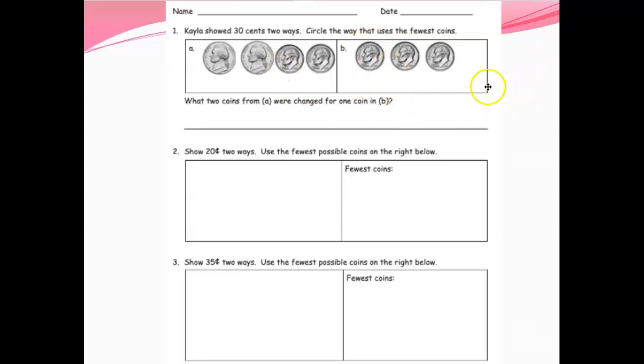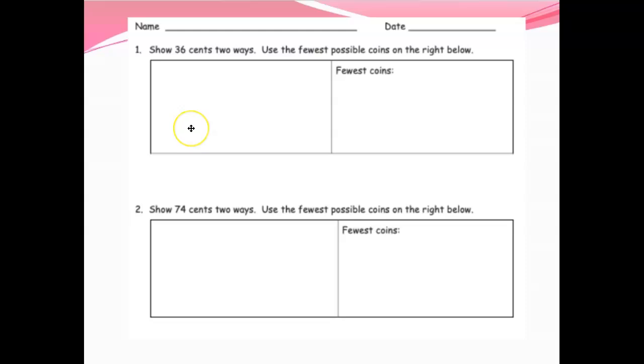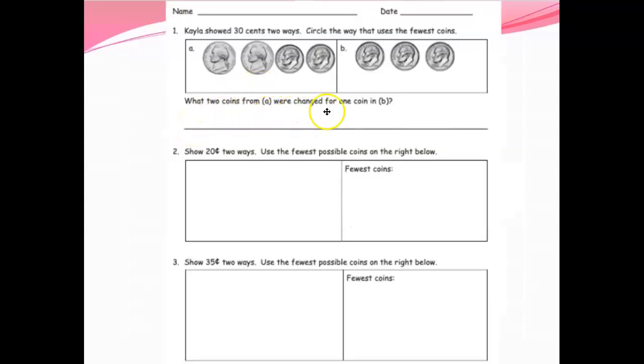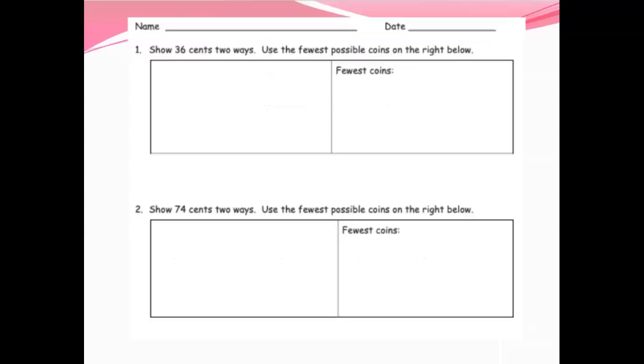So each of these has 30 cents. Which one used fewer coins or the smaller amount? And then what 2 coins were changed from A to B. So how did they make it a fewer amount? Okay, and then for number 2 and 3 and your exit ticket, they're all exactly the same.